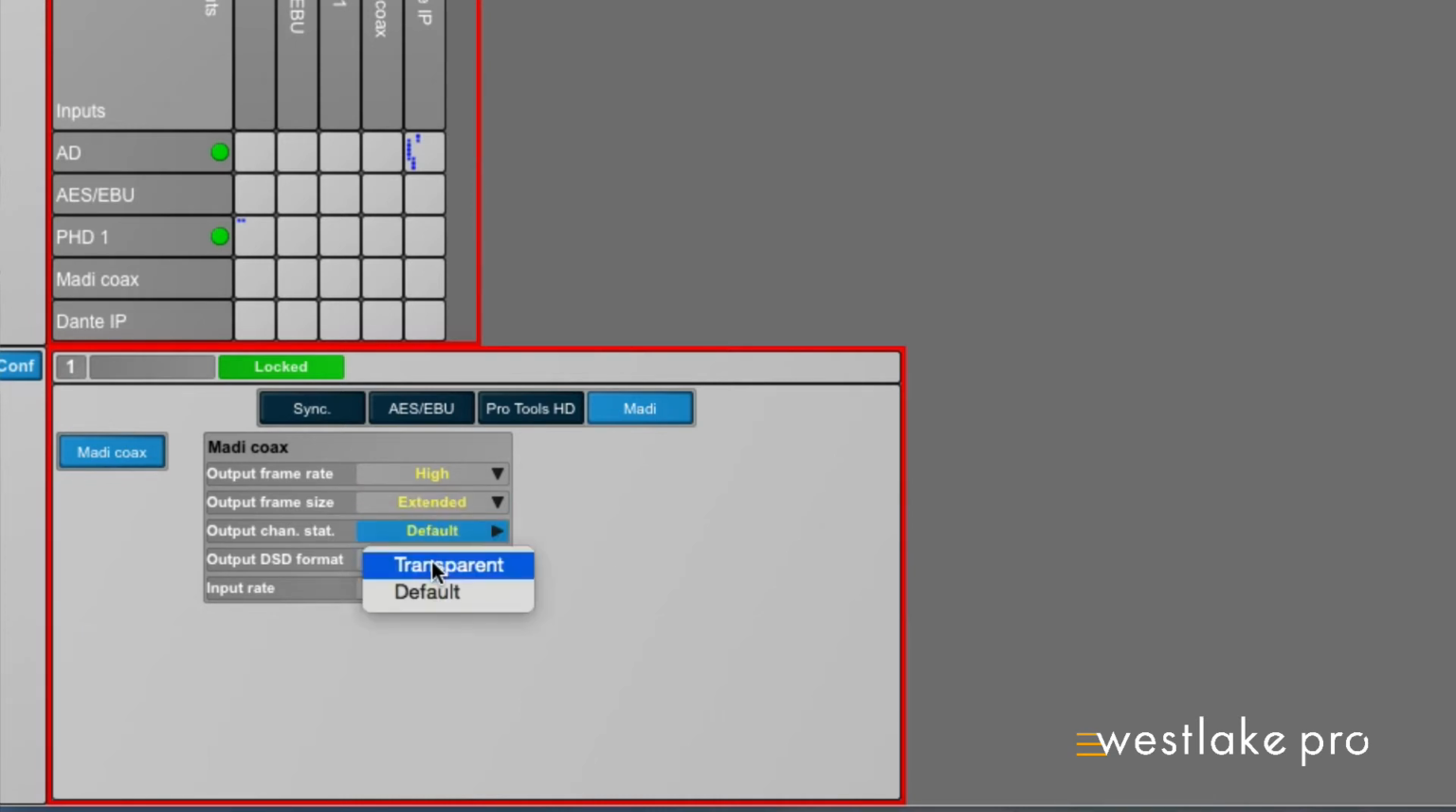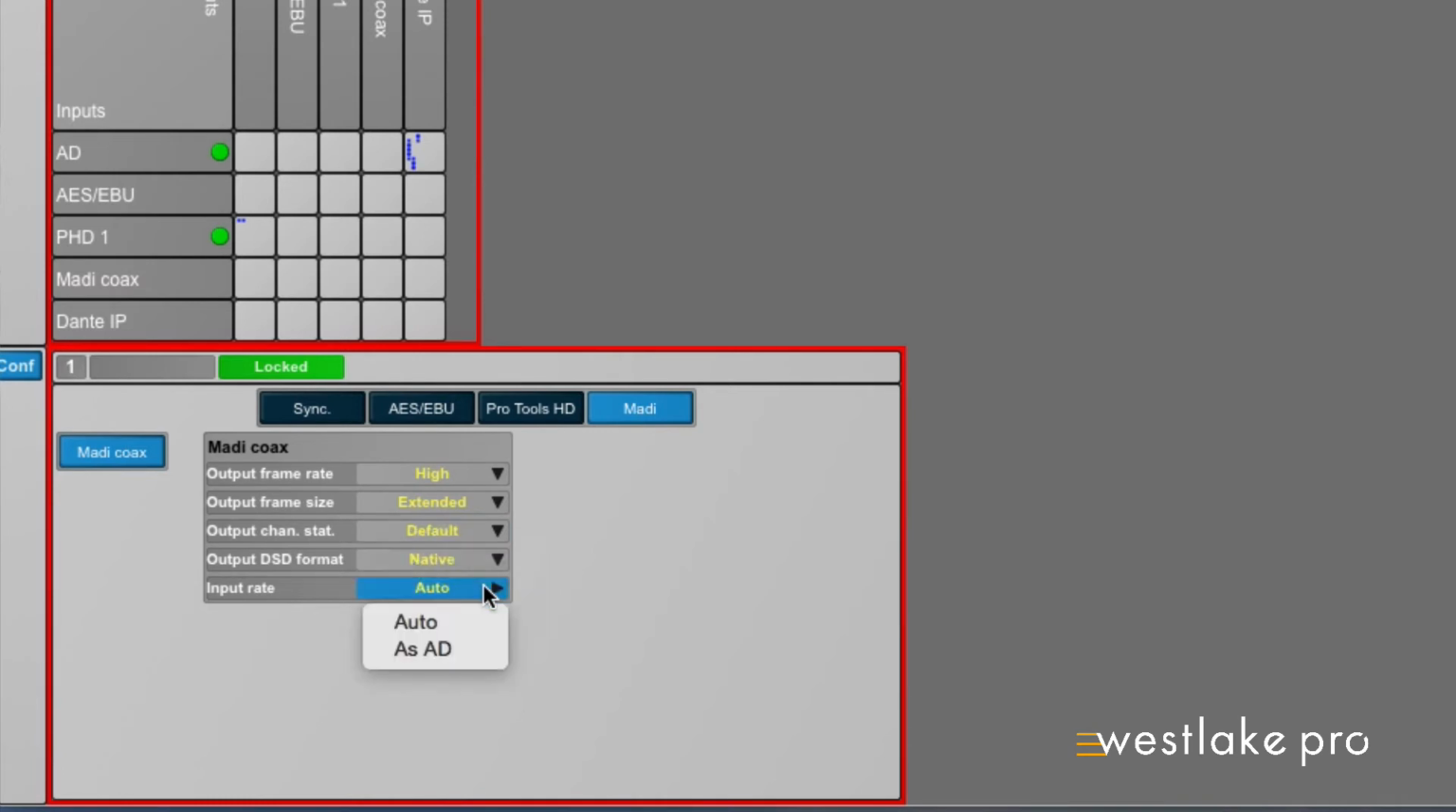Channel status can be set to default or transparent. The channel status setting is only relevant when routing incoming AES EBU or MADI channels to a MADI output. In default mode, the MADI channel status bits are defined by the matrix, whereas in transparent mode, the channel status bits from the relevant source, AES EBU or MADI, are transferred to the outgoing MADI signal. In most general cases, it is best to leave it in default mode.